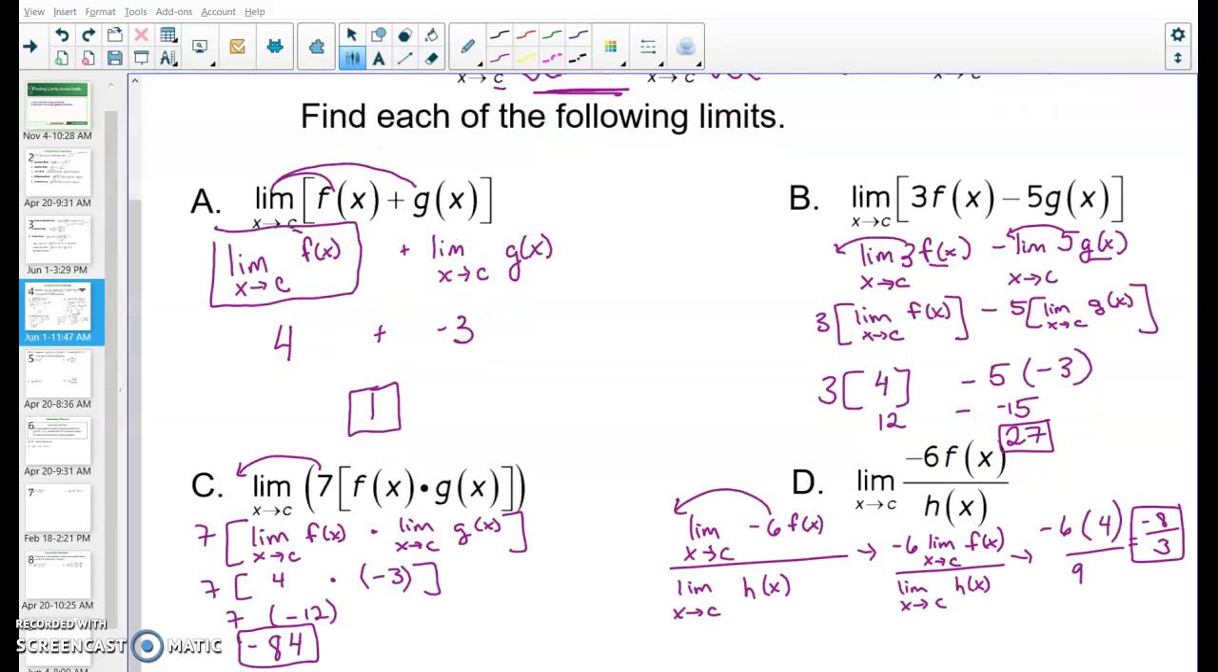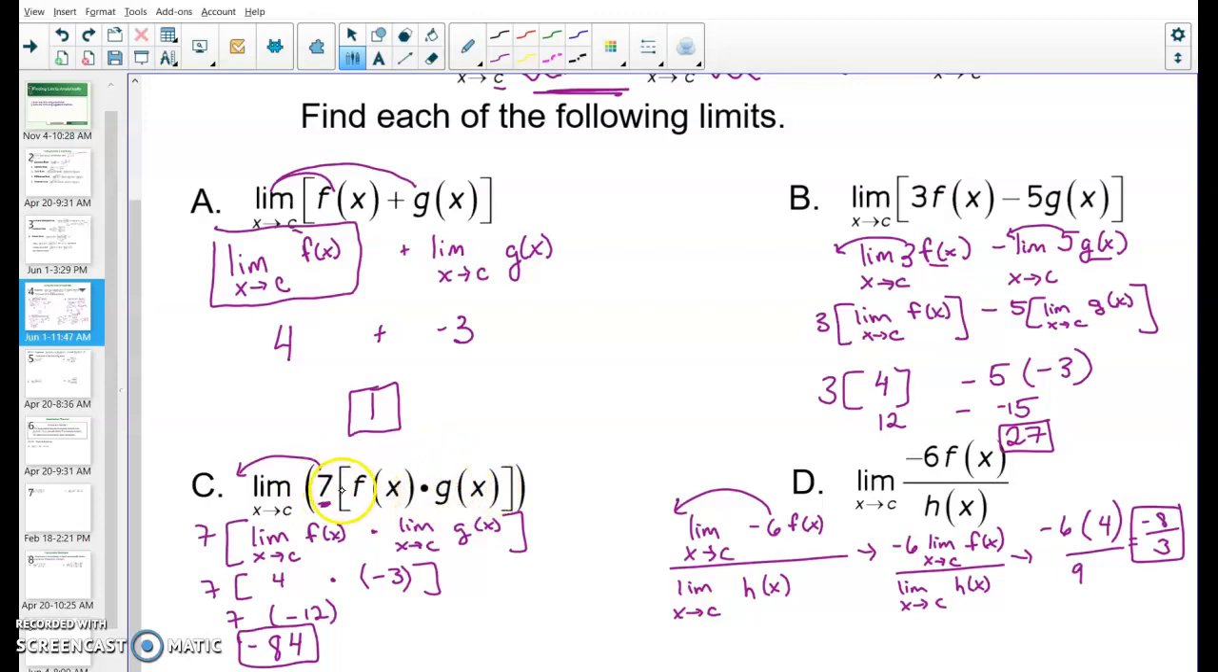Okay, so hopefully you paused the video and tried these on your own. In the box, you'll see the answer, negative 84 for C and negative 8/3 for D. You also could have gotten the decimal for that as well if you wanted, and that would have been negative 2.67 if you're rounding. Pay very careful attention to problem C. You have this 7 that's being multiplied to f of x and g of x.